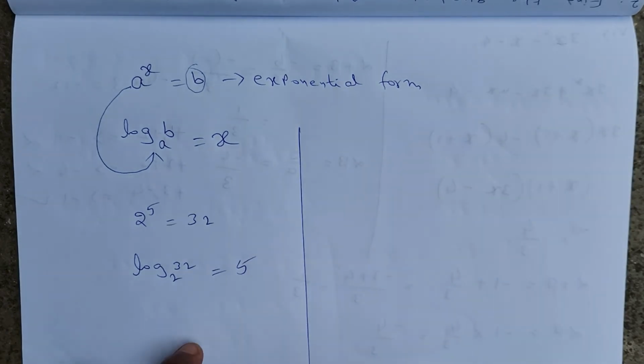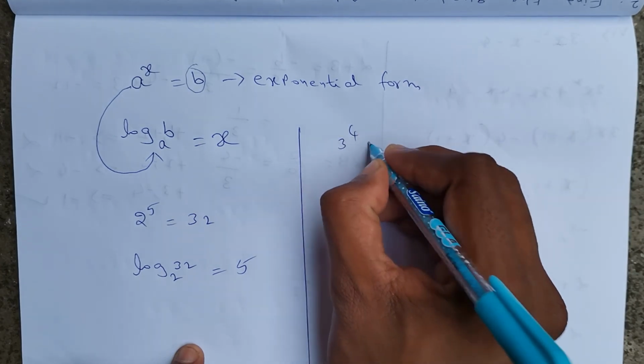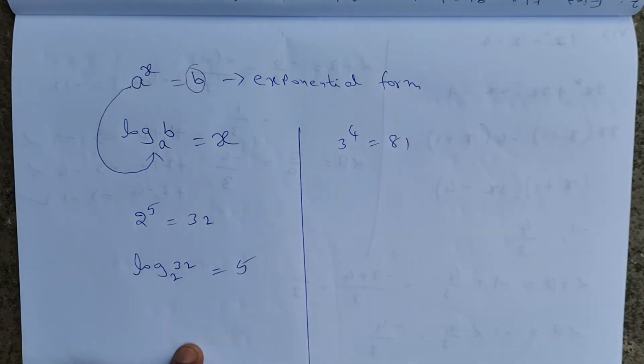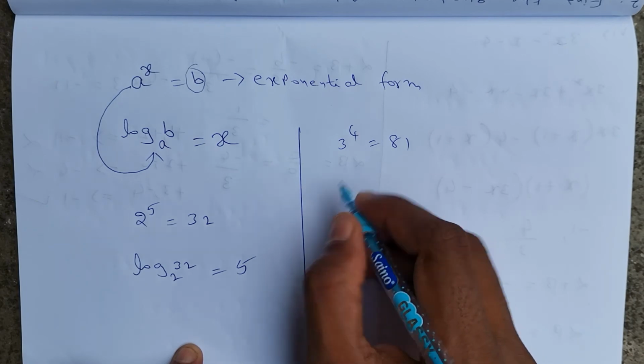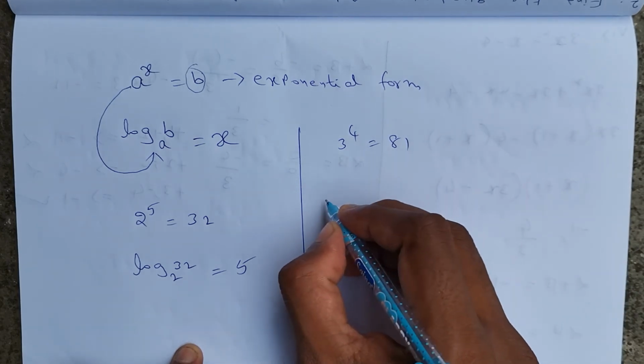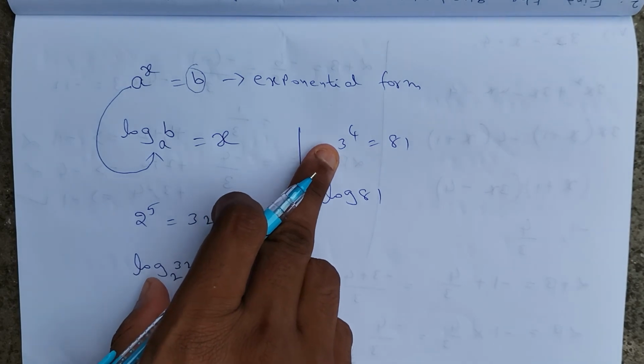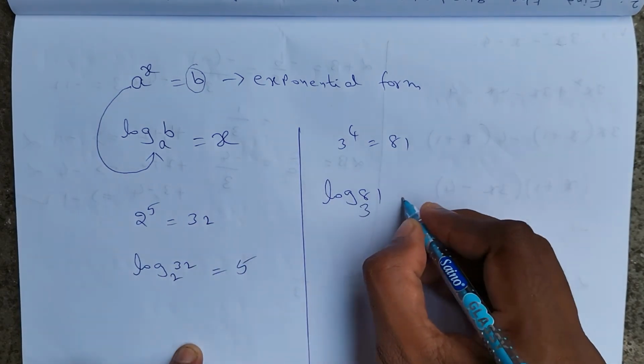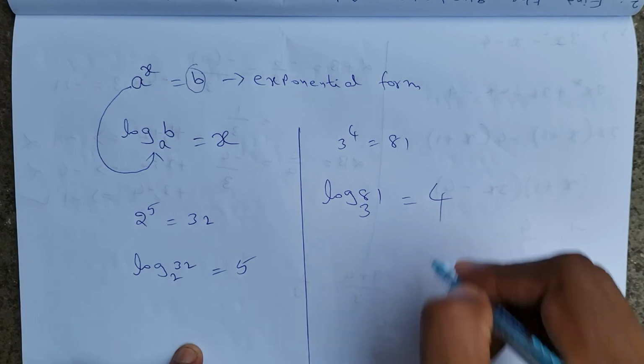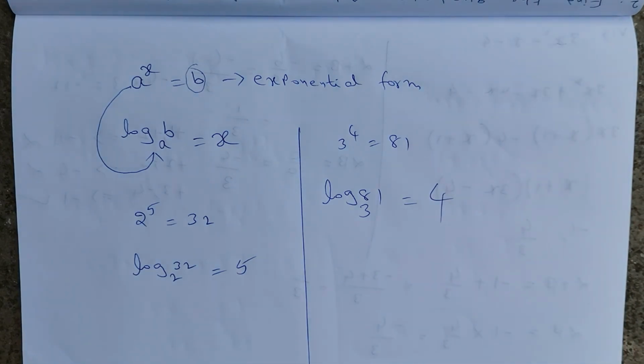Let us check one more. 3 power 4 is equal to 81. Convert this exponential form to logarithmic form. For the answer, apply log 81. Here the base is 3. As it is, write it as the base, equal to your power. So the answer is log 81 base 3 is equal to 4.